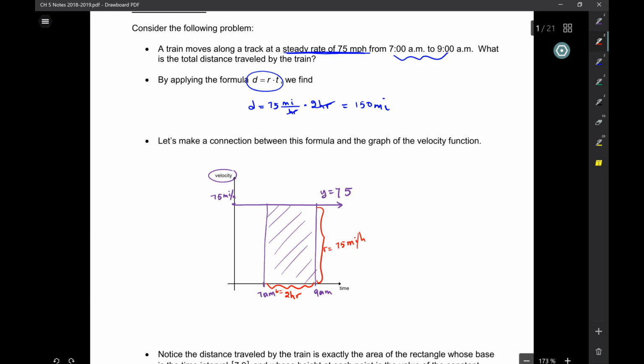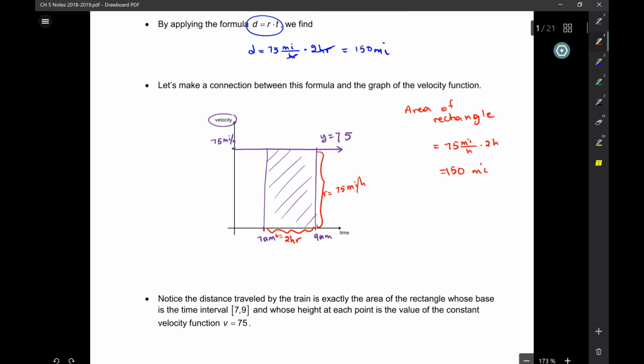So now, just using dimensional analysis, what should I do to these two quantities, the base and the height, in order to get a dimension of distance? Multiply them, right? And when I multiply the base and the height, I'm essentially finding the area of this rectangle. So the area of the rectangle is 75 miles an hour times 2 hours, 150 miles. So what did we realize then? That if you have a velocity versus time graph, the area under the curve gives you distance.